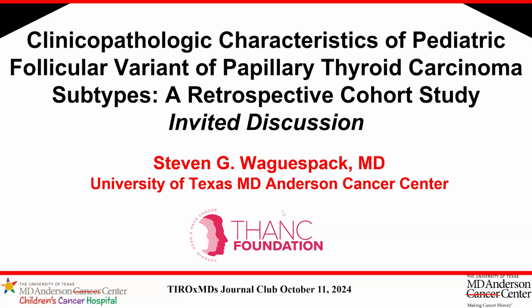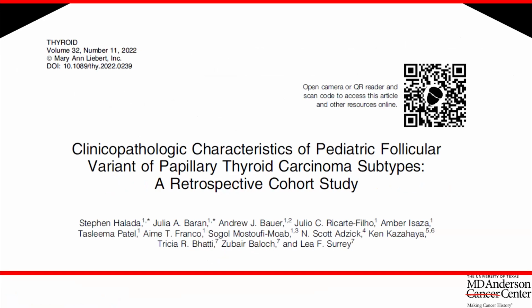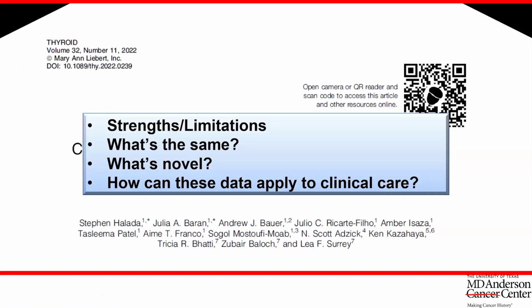So I've been asked to discuss this paper. I only have one disclosure that's not relevant. So what I'd like to do over the next 10 minutes or so is just really look at this paper critically. What are the strengths and limitations of it? What's the same? What does this paper at least confirm from what we knew in the literature? And what's novel? And most importantly, how can we take these important data and apply it to real-world clinical practice?